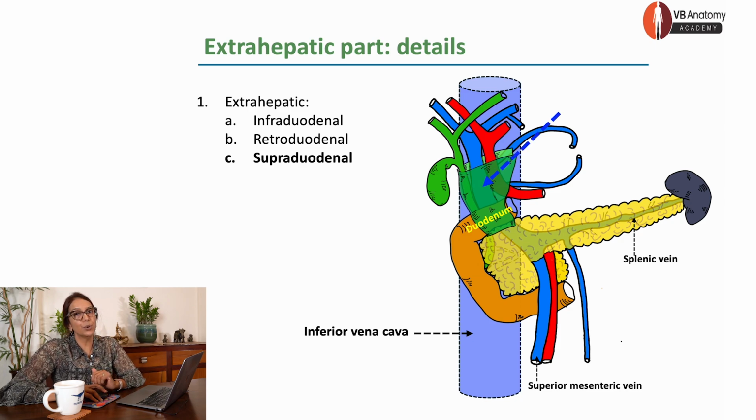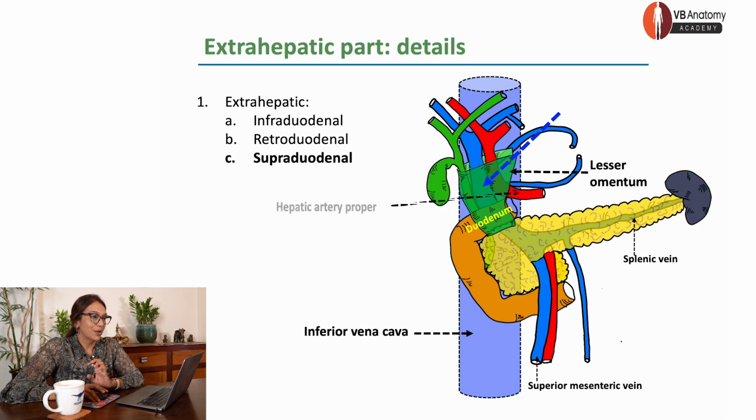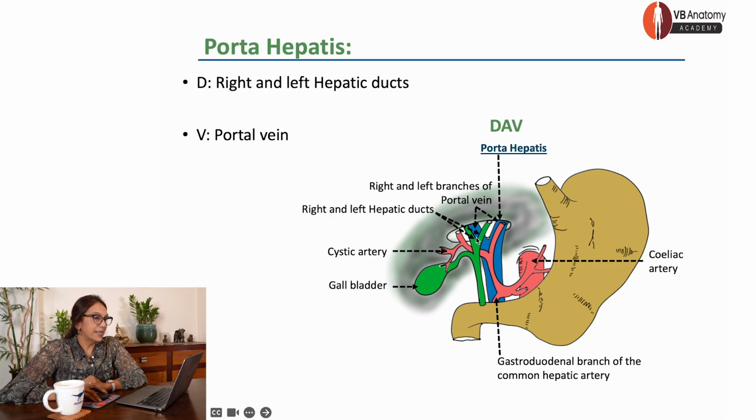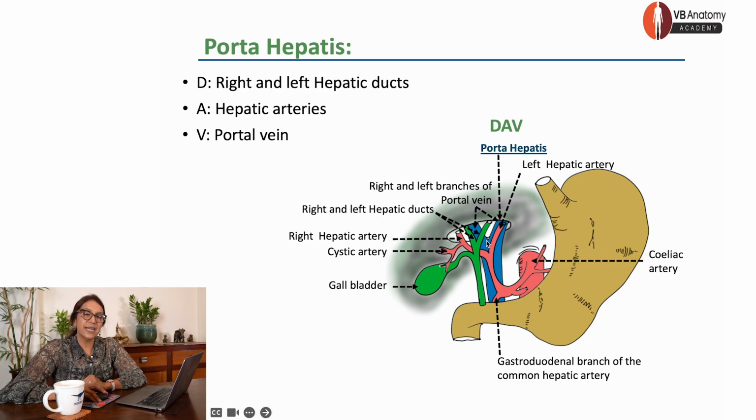This is the supraduodenal part. As you can see, this part is enclosed within the two folds of lesser omentum in the right free margin of lesser omentum, such that on the left and anterior it's related to hepatic artery proper. To the right and anterior it's related to the bile duct. This portal vein now reaches the porta hepatis, where you can see it dividing into right and left branches of portal vein, related anteriorly to the two hepatic ducts and to the two hepatic arteries, right and left.